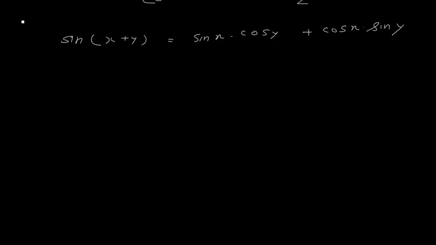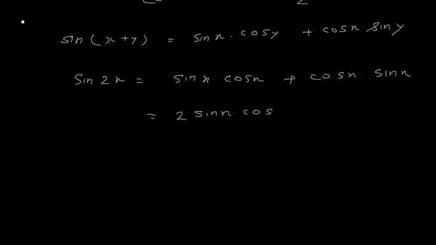Now when I replace y with x, I have sin 2x. And the value of sin 2x will become sin x into cos x plus cos x into sin x. That means I will get 2 times sin x into cos x. This is the formula for sin 2x. So the formula for sin 2x is 2 sin x cos x. The formula for cos 2x is cos square x minus sin square x.